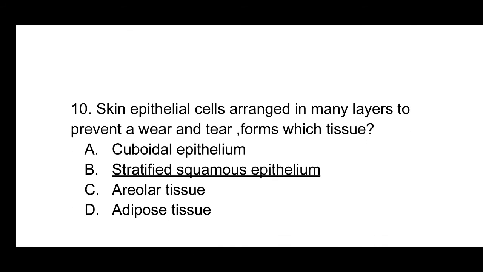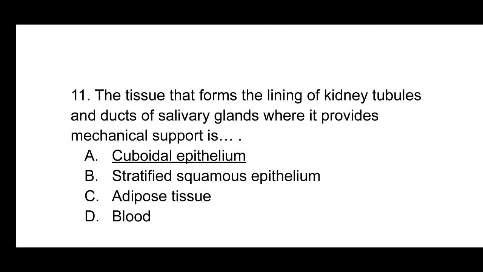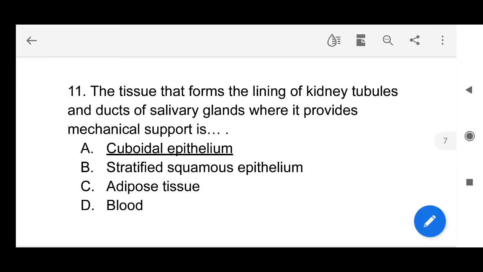So see here, we will discuss animal tissues. So the function of animal tissues is different from that of plant tissues. So see here, skin epithelial cells are arranged in many layers to prevent wear and tear and form which tissue? The answer is stratified squamous epithelium. The tissue that forms the lining of kidney tubules and ducts of salivary glands and provides mechanical support is cuboidal epithelium.